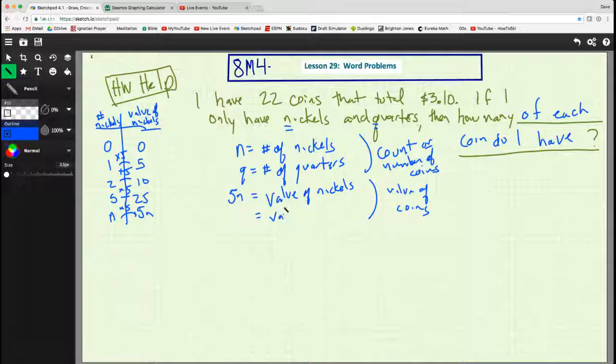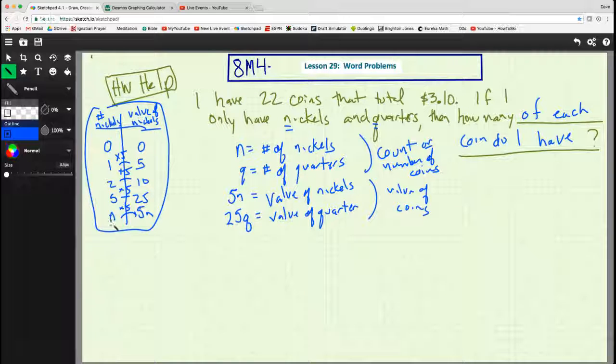And so what is my value of quarters? If I have Q quarters, I don't need to make a chart. Let's just figure out what that is. If quarters are 25 cents, then it's 25Q. All right? And you can make a chart like this with quarters and use your Q at the bottom to confirm in your own mind that the value of quarters is 25Q.